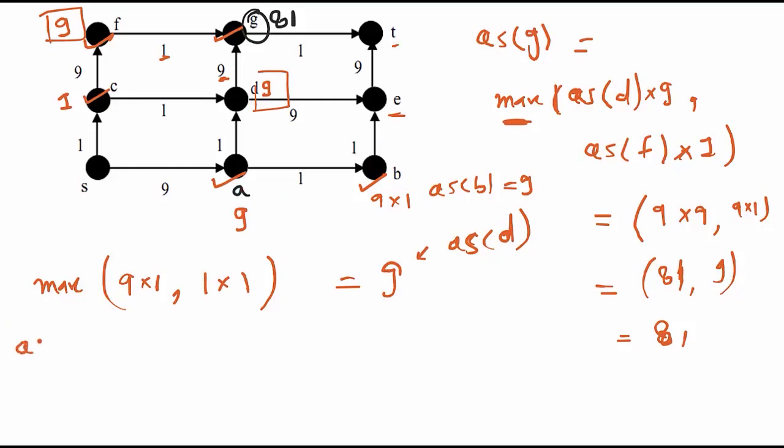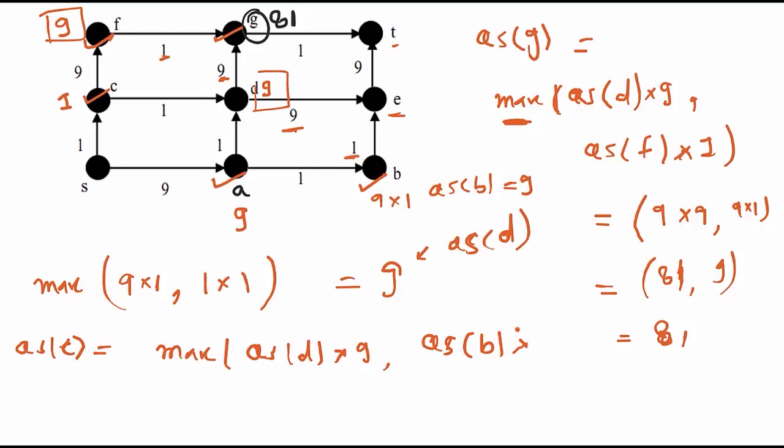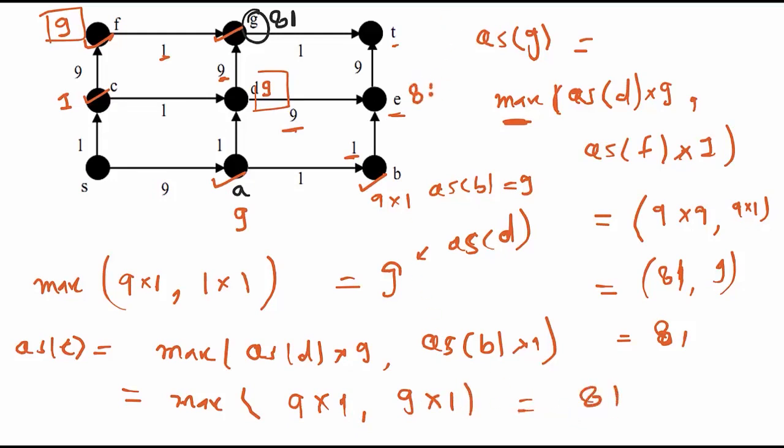So quality score of E is nothing but the maximum of quality score of D into this as well, which is 9, comma, quality score of B into this as well, which is 1. Maximum of quality score of D, which is 9 into 9, comma, quality score of B, which is 9 into 1, which is again 81, right? So quality score of E is coming out to be 81.